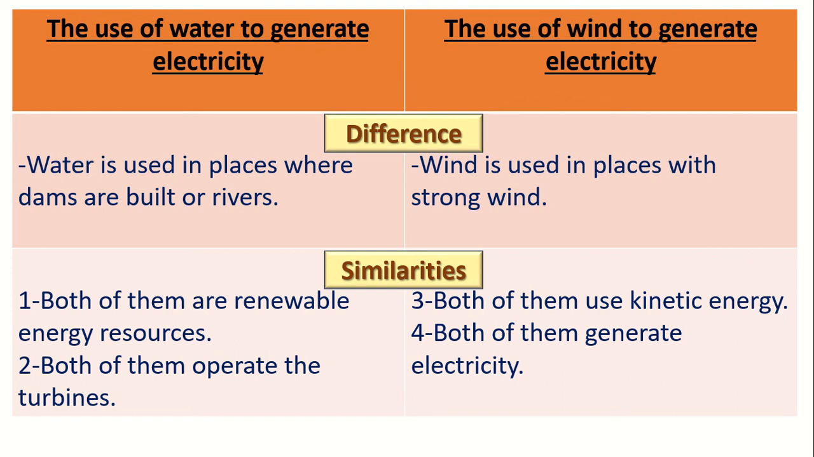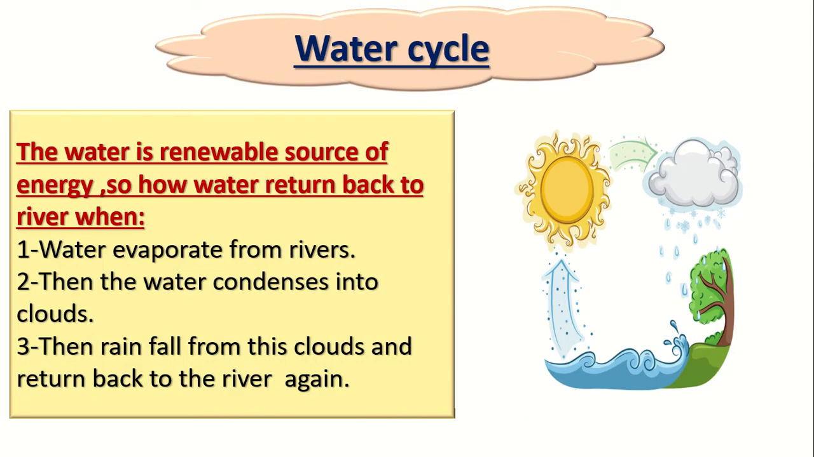Okay, now let's talk about the similarities between water mills and windmills. Both of them are renewable energy resources. Also, both of them are used to operate turbines. And both of them have kinetic energy, and both of them can generate electricity.